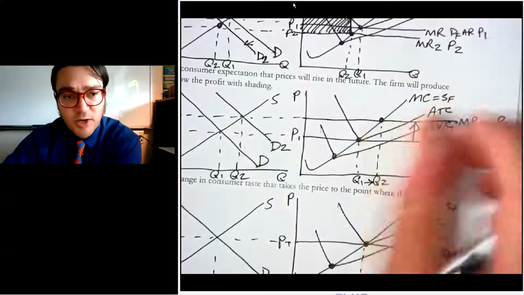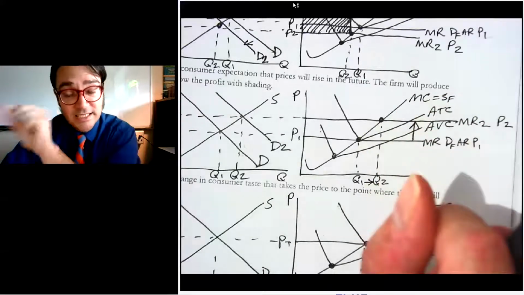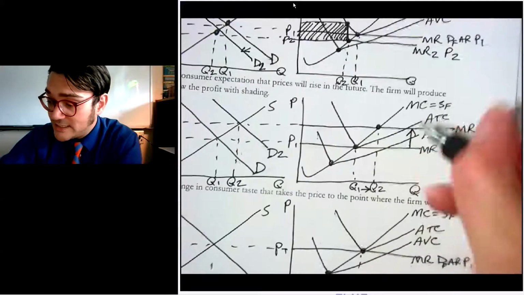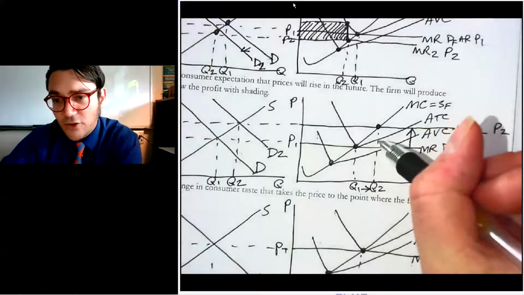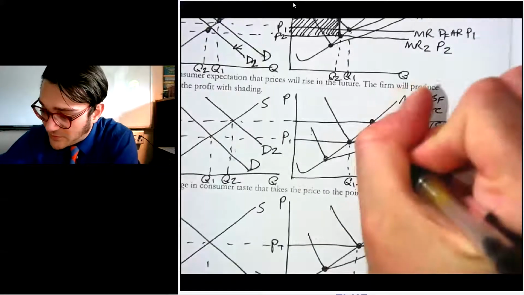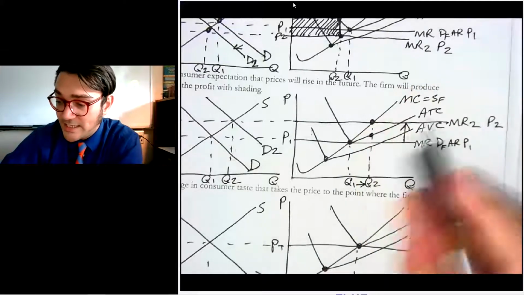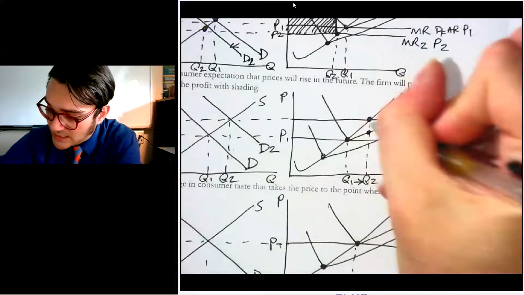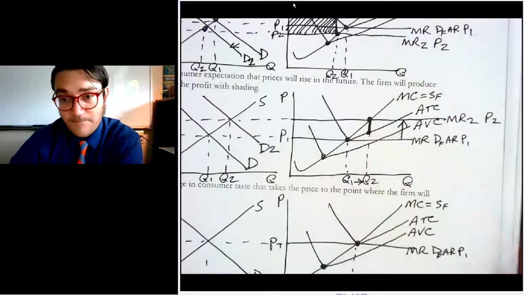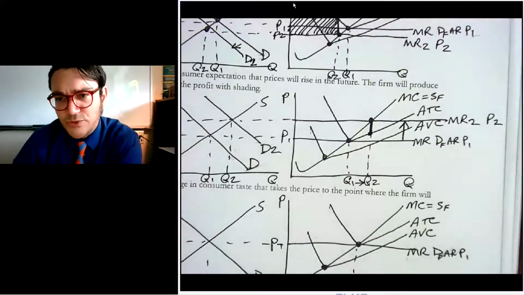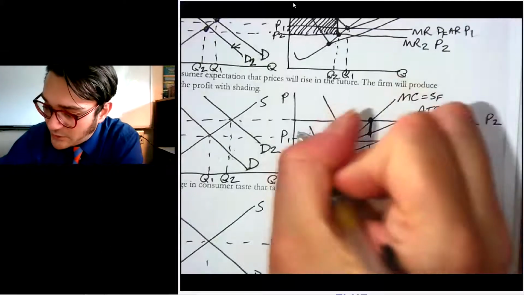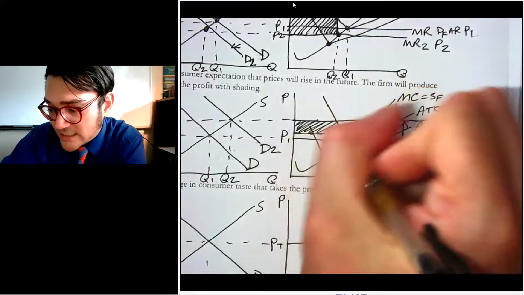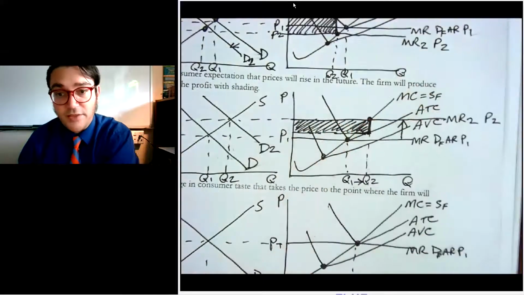Now we're going to shade the profit rectangle, so we compare the price to the ATC. Now the price is P2. Well, where's the ATC? If we follow that yellow brick road right down to this value, that's our ATC, that shows us our profit per unit. That's that thick black line I just drew as the profit per unit. We're comparing price to ATC. If we go over to the y-axis, you should be able to see the profit rectangle.